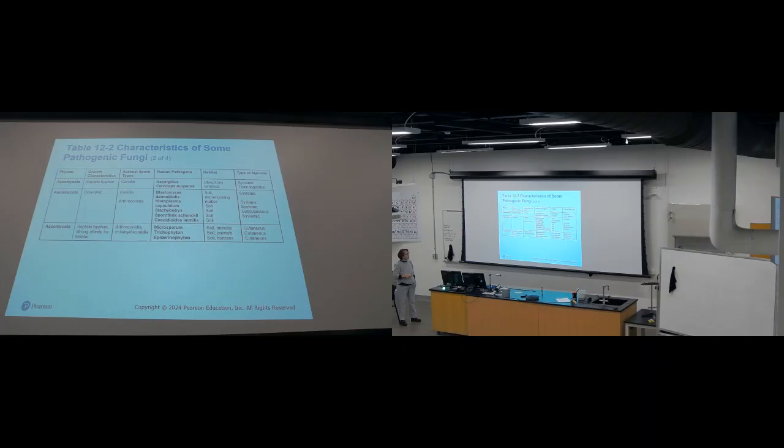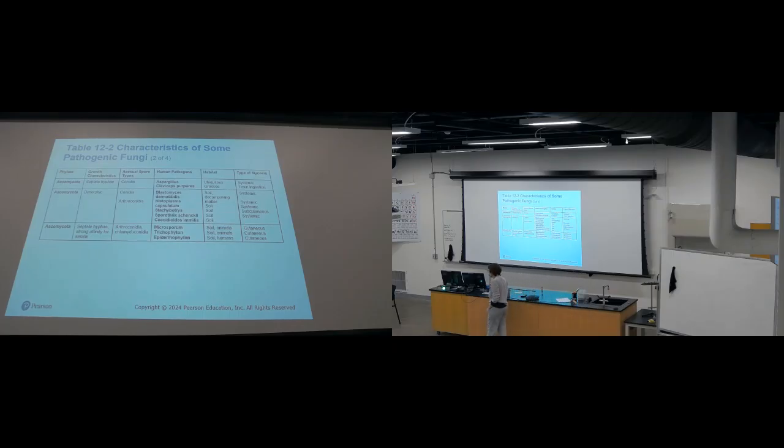Among Ascomycota, we have several species. We have Blastomyces dermatitidis, Histoplasma capsulatum, Stachybotrys, Sporothrix schenckii, Coccidioides immitis. Most of them are found in soil, as you can see there. Histoplasma and Blastomyces can also be found in decaying matter. All of them, with the exception of Sporothrix schenckii, cause systemic infections.